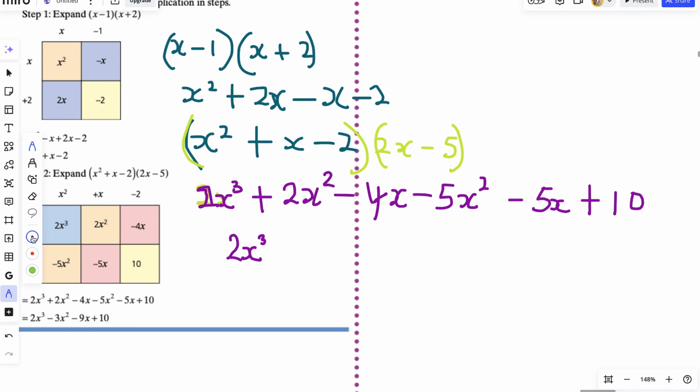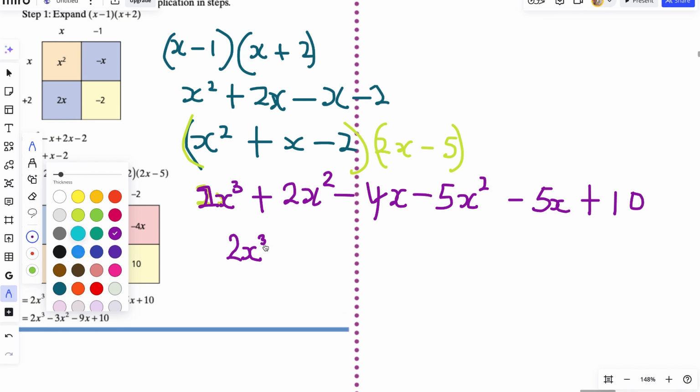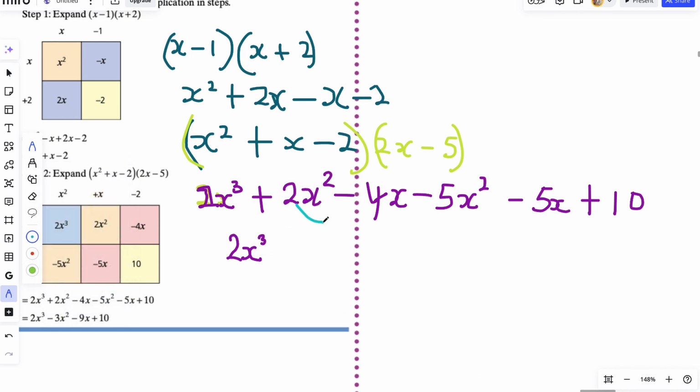Let's change the color so I can show you how. We're going to bring this and this together, this and this, okay? And we simplify. Plus 2x squared minus 5x squared, what do we get? We get negative 3x squared. So we write it straight away, negative 3x squared. Right? We're done with that. We simplified the power 2.